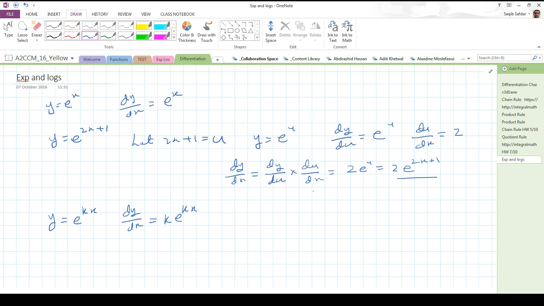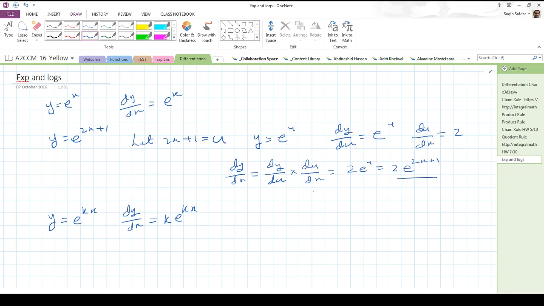So now you've got a new problem, y equals e to the u, which is straightforward. We know dy over du is just e to the u. So anything where it's e to the power of a single variable, dy over du is always the same.